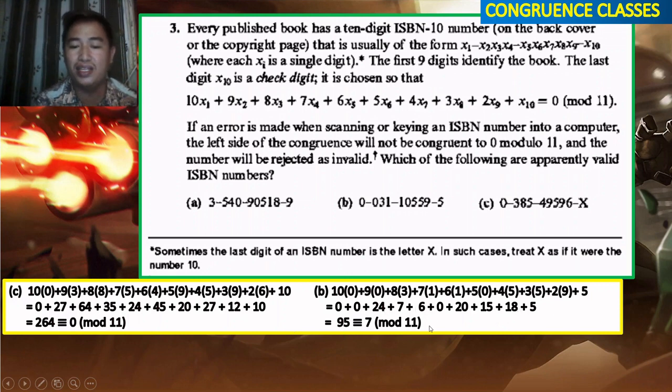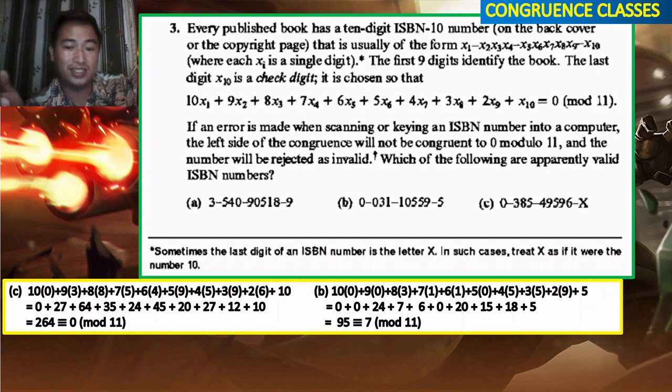Is 95 divisible by 11? No, if it were divisible by 11 it should be 99. Right? Okay. So, class, 95 is congruent to 7 mod 11. So it is not 0, class. It should be 0 modulo 11. So the remainder is 7, right? Right. 95 is divisible by 11 only up to 88, so the remainder is 7.